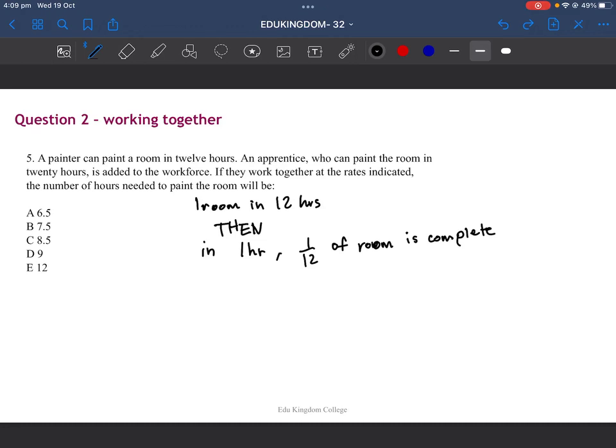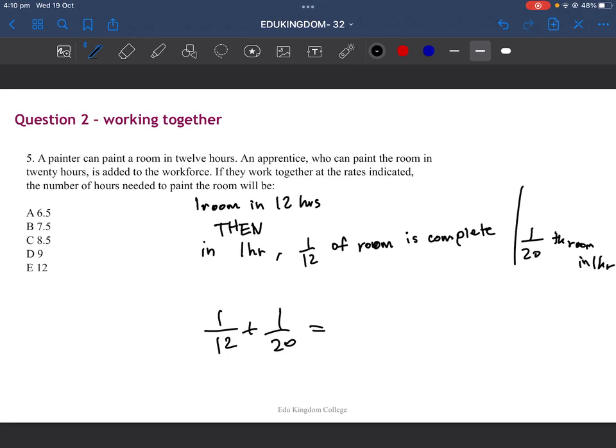So let's do the same to the apprentice who takes 20 hours. If one room takes 20 hours, now I'm doing the same thing, then 1/20 of the room per hour is done. Okay? The work is done, 1/20th of the room is done in 1 hour. Now, because that's the case, then how much can both these people do in 1 hour? Okay, so we add these two to find a value.